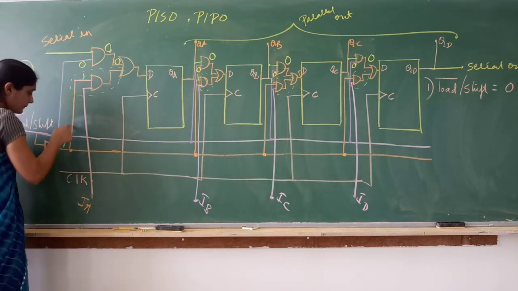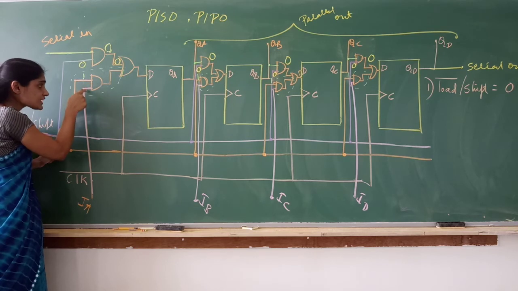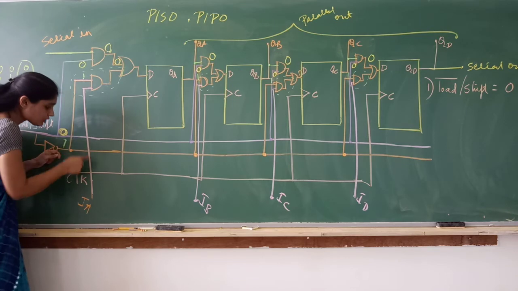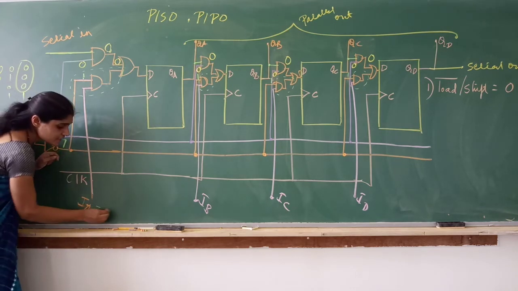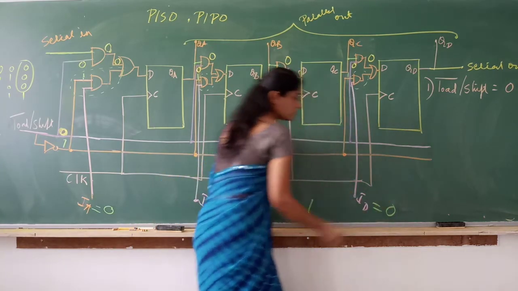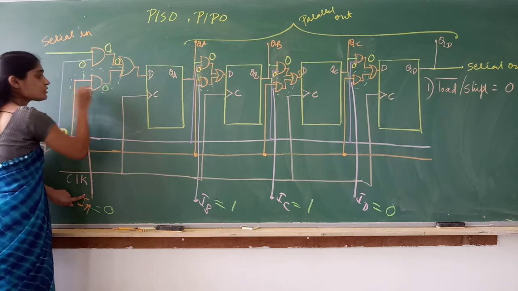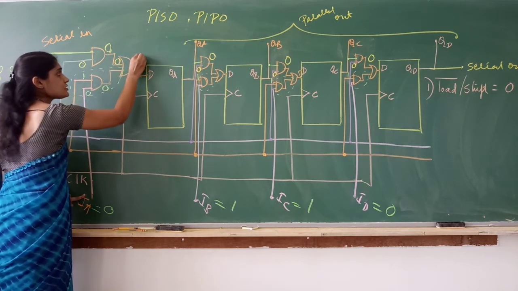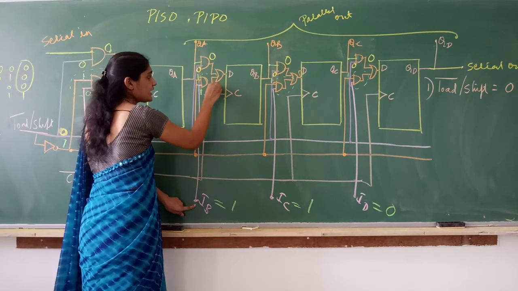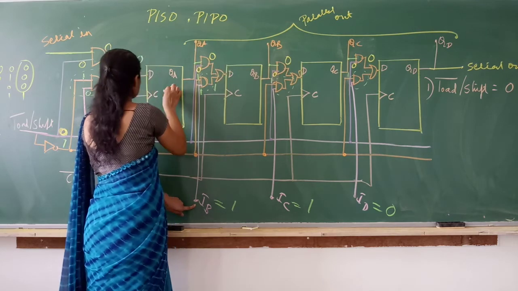Now this is 1. Now AND gate, if any one of the input is 1, it depends on the next. If this is 0, this will be 0. If this is 1, this will be 1. So what is the second input? Parallel input. Let's say you have given IA as 0, 1, 1, 0. Now IA is 0. So what is 1, 0? 0. What is 0 or 0? 0. IB is 1. What is 1, 1? AND gate 1. So what is 0, 1? OR gate 1.